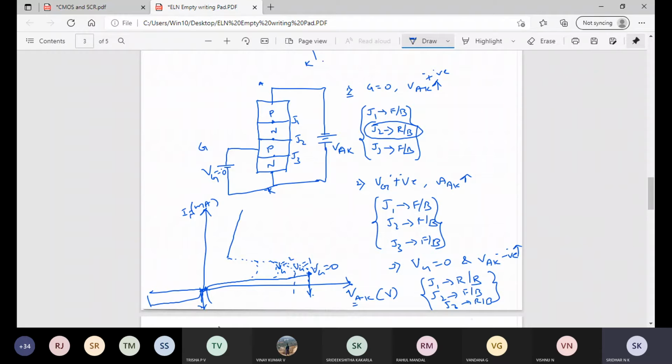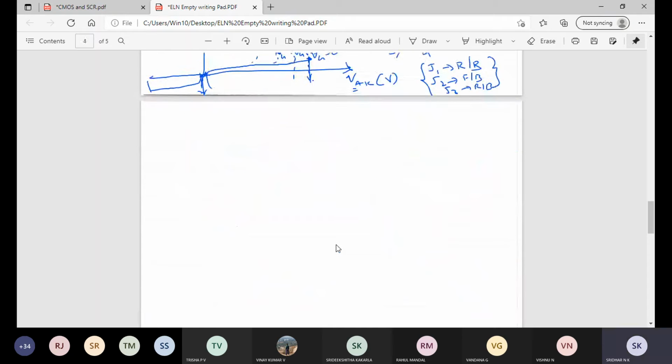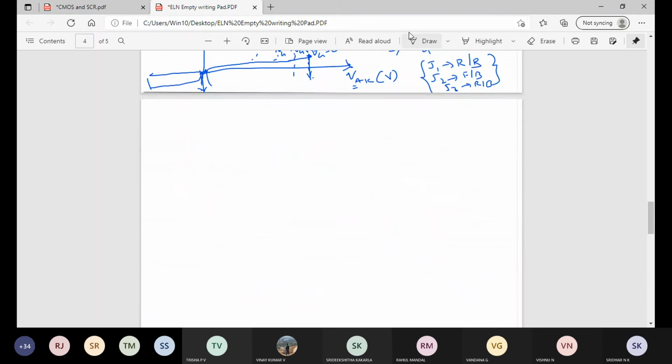You can write here, this is conduction mode. Three reasons you can explain. This is all about operation of SCR. Next we'll see the two transistor model of SCR, because generally this question will be asked very frequently. Next topic is the two transistor model of SCR.